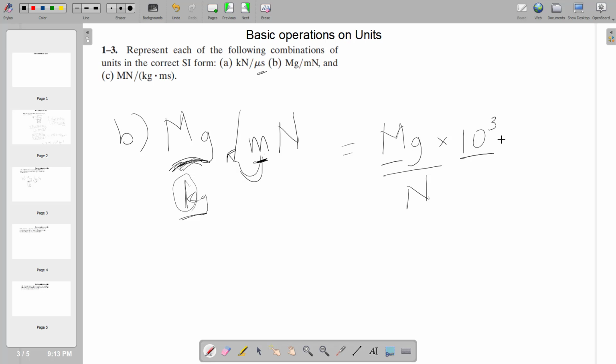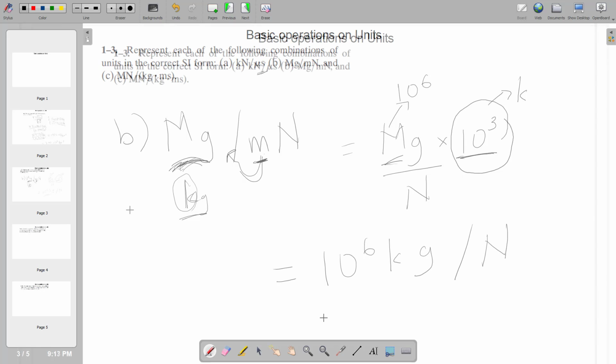Okay, we can just simply convert our 10 to the power 3 into kilo. So we just have to deal with the mega. We can't have two prefixes attached to one unit. So we'll re-express this as 10 to the power 6. So our mega becomes 10 to the power 6 and our 10 to the power 3 becomes kilo. So we simply have 10 to the power 6. Our 10 to the power 3 has become kilogram per Newton.